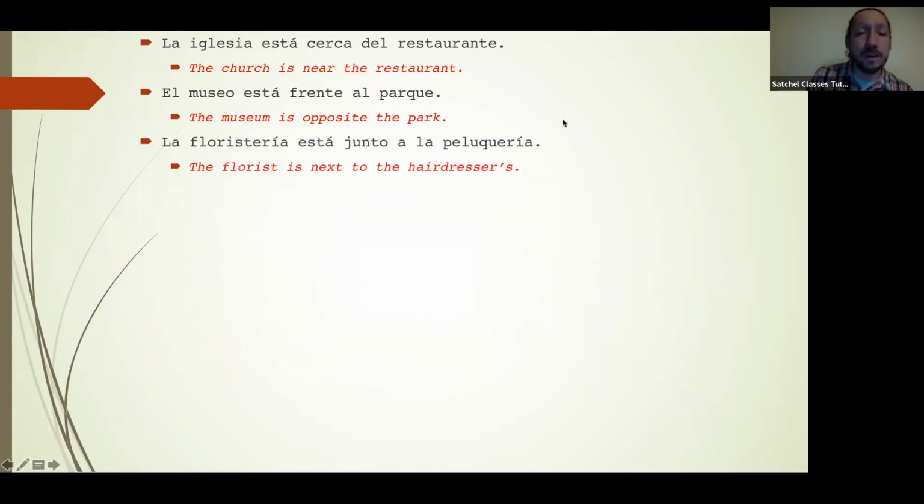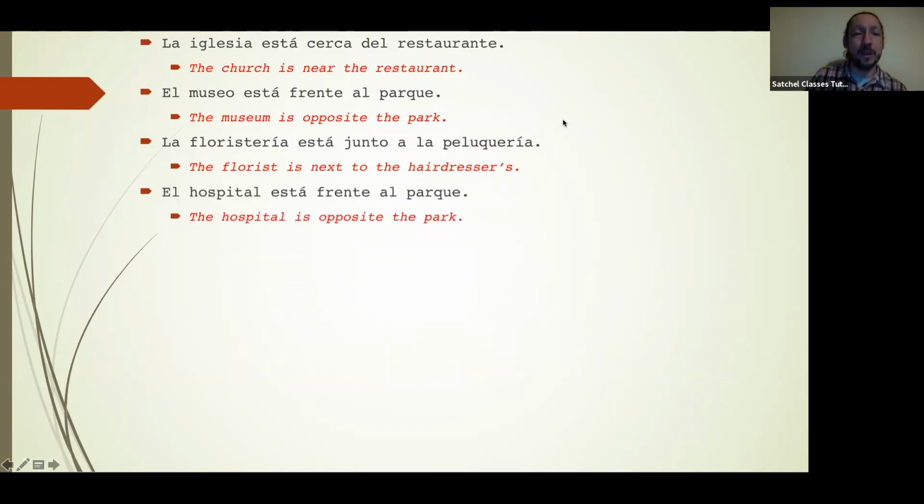La floristería está junto a la peluquería. El hospital está frente al parque. So I want you to have a look and see. I'm using now frente, which is opposite, and also before, the one next to, junto a.